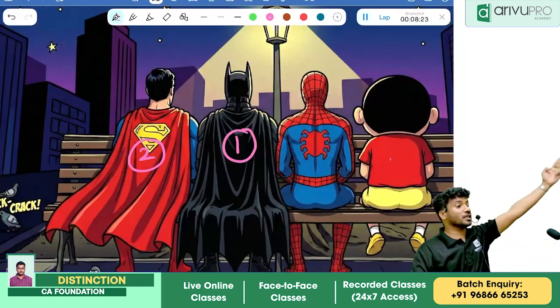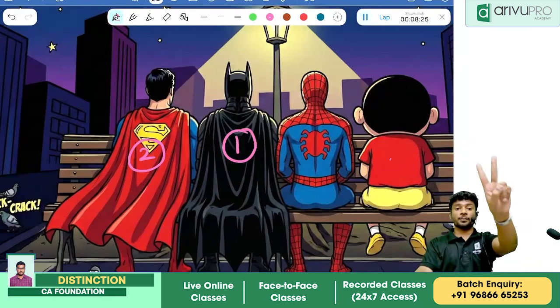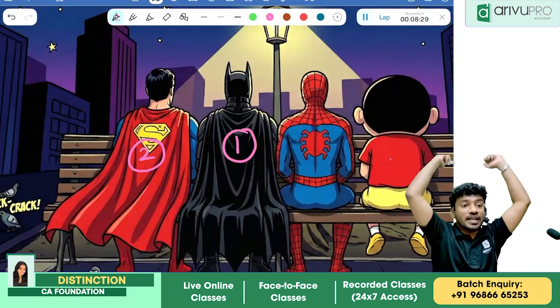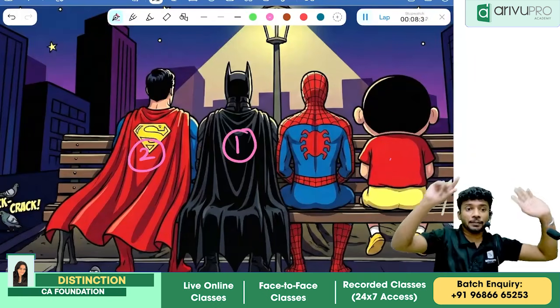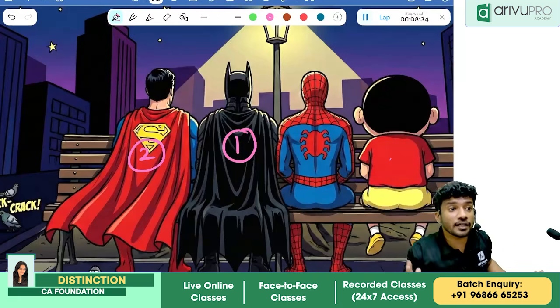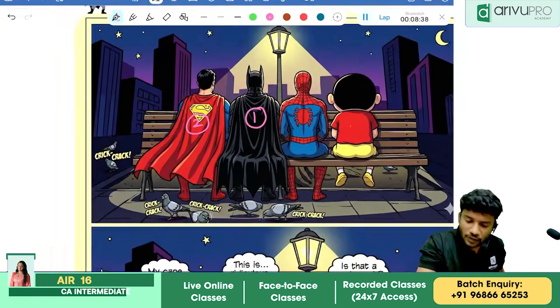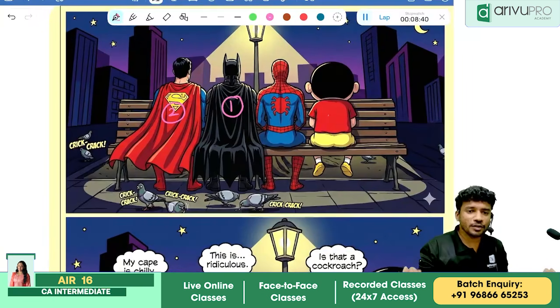When I say third to the left, how many people are there in between? Two people. When I say 10th to the left, 9 people are there. When I say 12th to the left, 11 people are there. When I say 1000 to the left, 999 people are there in between them. Now with this idea, can we start solving questions?